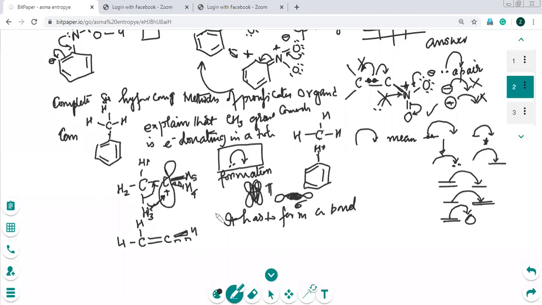Now, once I do that, I will have my sigma C-H bond broken. I will have my sigma bond broken, but your H plus is not moving away.